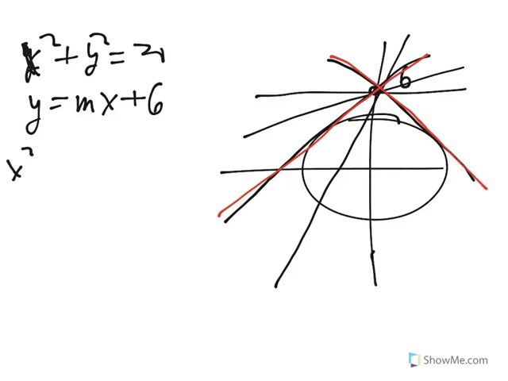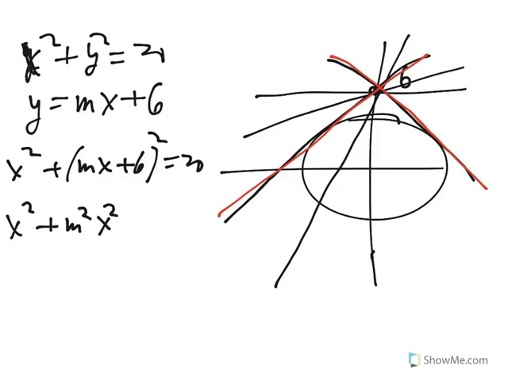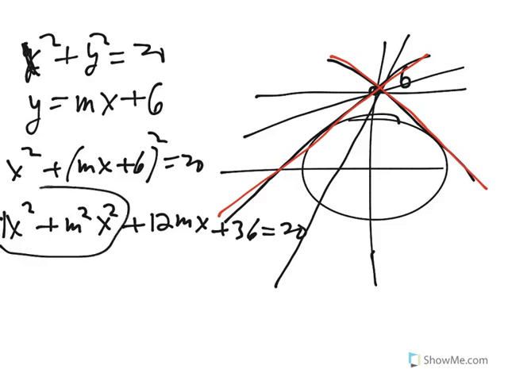And we do it the same way. We replace the y with mx plus 6. We expand, we get m squared x squared plus 12mx plus 36 equals 20. Now this part's a little tricky for people. We combine these. 1x squared plus m squared x squared is (1 plus m squared) x squared. 12m is the coefficient of the x, and this becomes plus 16 equals 0.